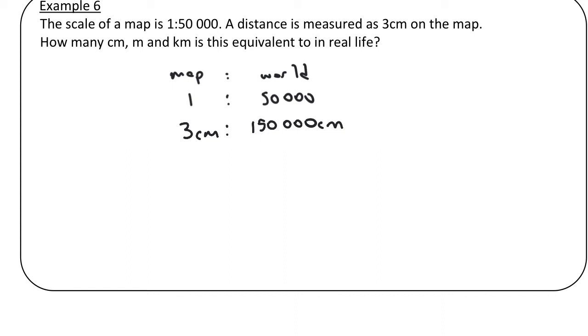So that's how many centimetres it is. We need to find how many metres that is. So to get from centimetres to metres, we divide by 100. So that's going to be 1500 metres. So we've just divided by 100. We've taken off 2 zeros. And then we divide by 1,000. And we get that it's going to be 1.5 kilometres. So 3 centimetres is 1.5 kilometres.